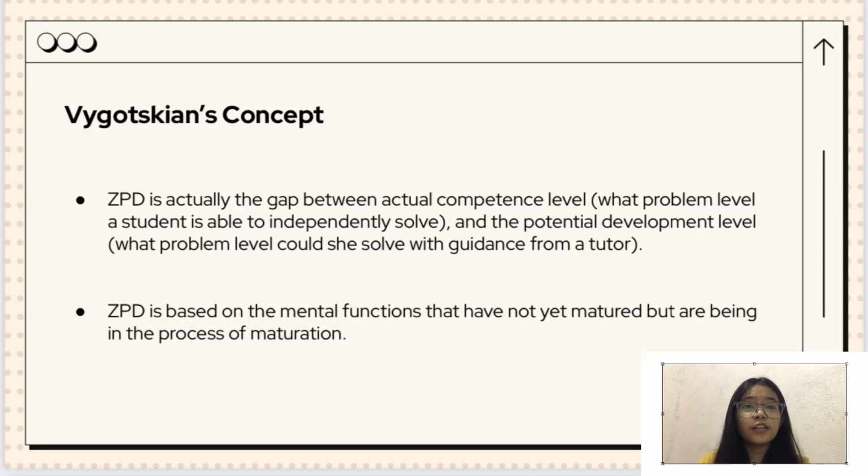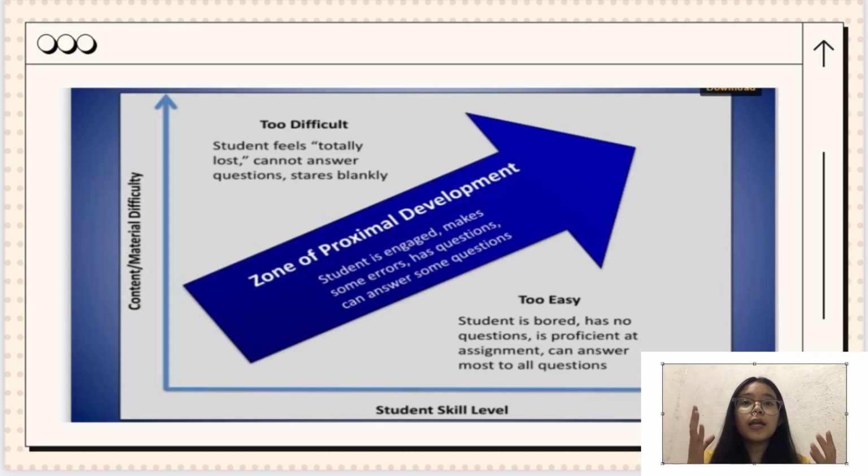So, ZPD is actually the gap between the actual competence level, which means what problem level a student is able to solve independently, and the potential development level, which means what the students can solve with the guidance of the teacher, coach, or tutor. ZPD is based on the mental functions that have not yet matured or are still being processed.